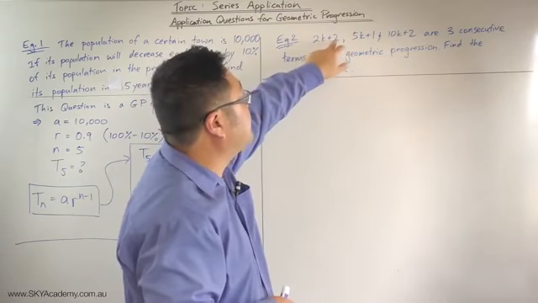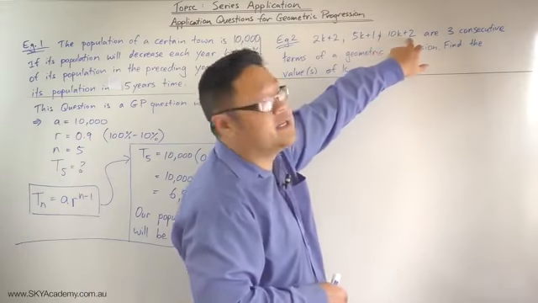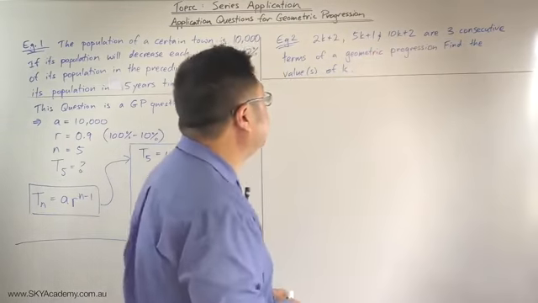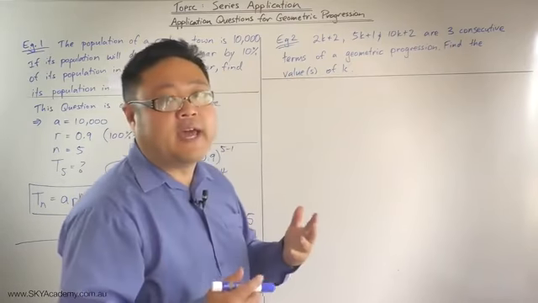So you've got 2k plus 2, you've got 5k plus 1, and you've got 10k plus 2, and they are 3 consecutive terms of a geometric progression. Find the values of k.